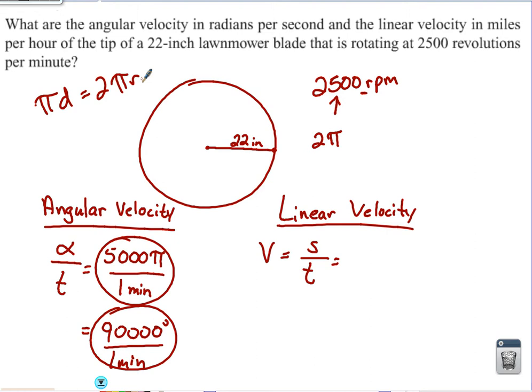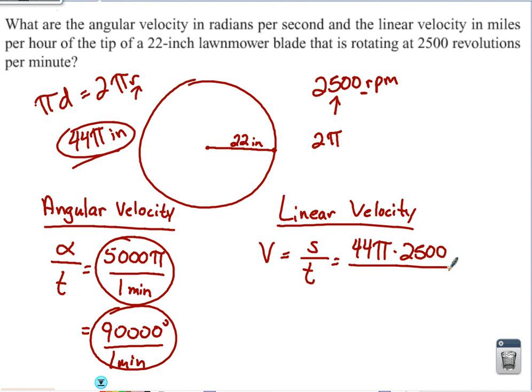The radius is 22 inches. We plug that in here. That's 44 pi inches. That's 1 revolution. When it goes around 1 time, it travels 44 pi inches. But it's not going around 1 time. In that 1 minute, it's spinning 2,500 of these. Spinning around, traveling that distance 2,500 times. So what we're going to do is take our 44 pi and multiply by the 2,500 times that it does that. And it does that in 1 minute.